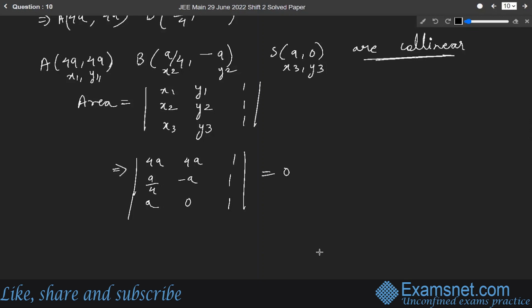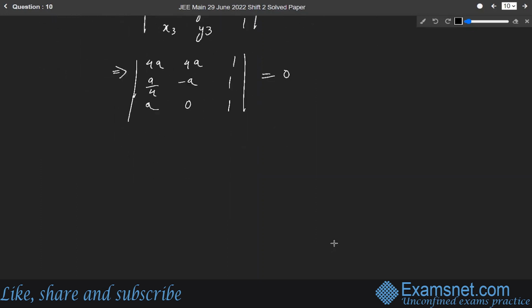Now what we have to do is expand this determinant with respect to the first row. But before expanding, let us simplify this, so it will be easy for us, right? Let us apply C1 tends to C1 minus C2. What is C1? Column 1. And what is C2? Column 2. So C1 tends to means we have to apply the changes in column 1. And what are the changes? C1 minus C2.